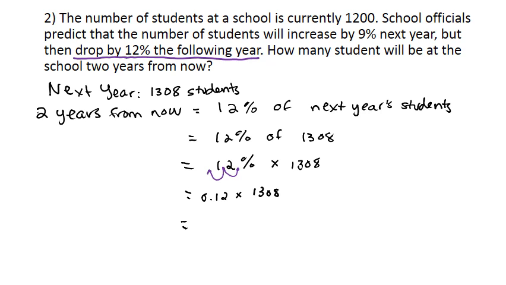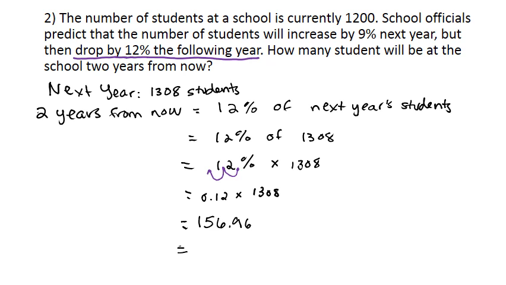Then I need to multiply those together, and I'll get a big long decimal. So 0.12 times 1,308 equals 156.96. I have a question for you. Can you have 0.96 of a student? No. So we need to round this.